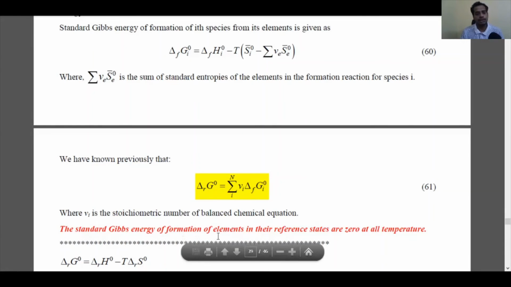It is important to note that the standard Gibbs energy of formation of elements in their standard reference states is 0 at all temperatures. For elements like bromine, the liquid state is its natural state, so those natural states are chosen as reference states. We have to choose a reference state, and only then can we find out the difference. We cannot find out absolute values. So those reference states are the natural states of the elements, like bromine in liquid state, as I said.